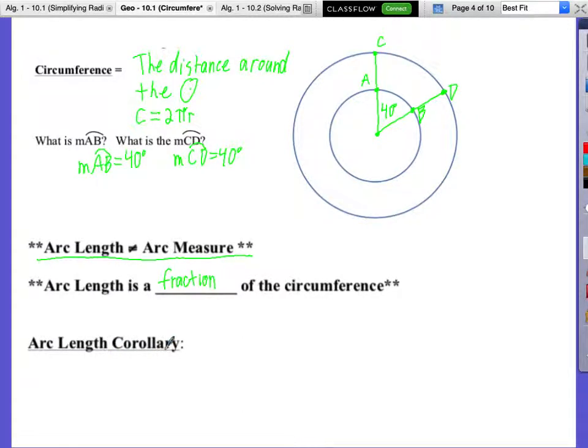So, arc length corollary. Okay, we have this arc length corollary here. What that just tells us is this is going to be our formula for finding arc length. Once again, not the measure. Arc length, like in a unit of distance, like feet, centimeters, inches. Arc length will be equal to whatever our arc measure is over 360 times 2 pi r. And we'll break it down as to why all of this is the way it is.